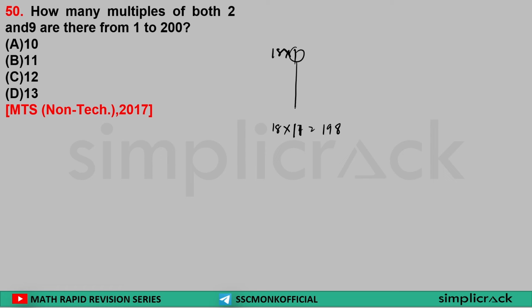So from 1 till the 11th number, I am getting what? All the numbers which are multiples of both 2 and 9, that is 18. So how many numbers are there? 11 numbers are there. Option B is the right answer. Done. I do not need to do anything else over here.